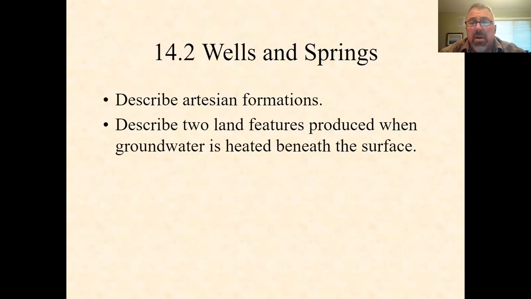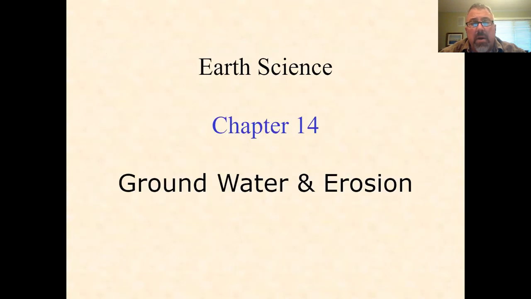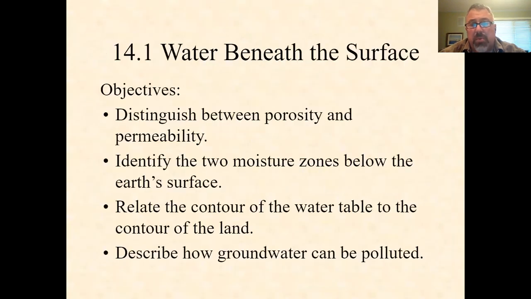So again, if we go back to what we were talking about today, our goals were distinguishing between porosity and permeability, identifying the moisture zones, and relating them to the contour of the land. Again, the water table follows the contour of the land. And then describing how water can be polluted. It doesn't take much to pollute. And as a result, we could really cause problems when it comes to our drinking water.